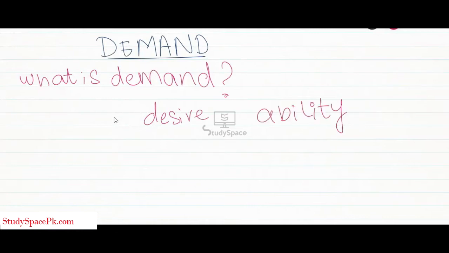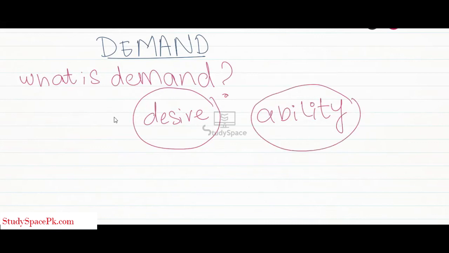For example, I want to buy a newly launched iPhone X. So I have the desire to buy the iPhone X, but I do not have enough finances to buy this phone. So I am not able to buy the new iPhone X. So I am not basically in the market. I am not demanding the iPhone X, although I desire it. But being not able to finance it, I am not the person who is demanding the newly launched iPhone X.